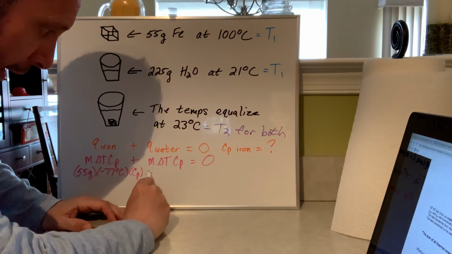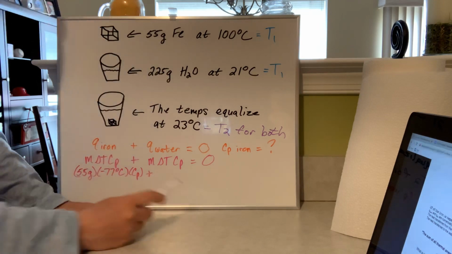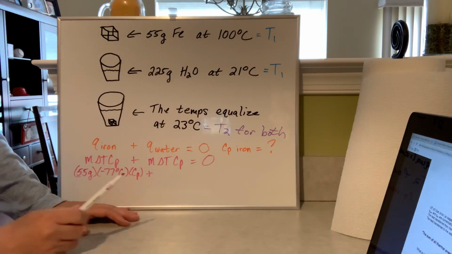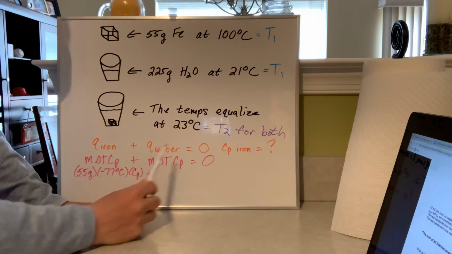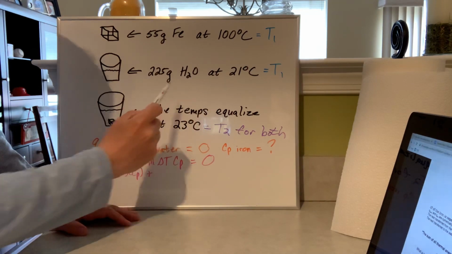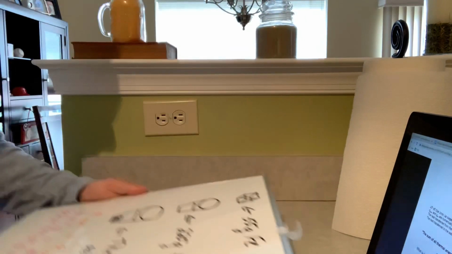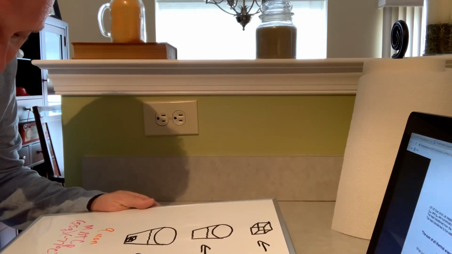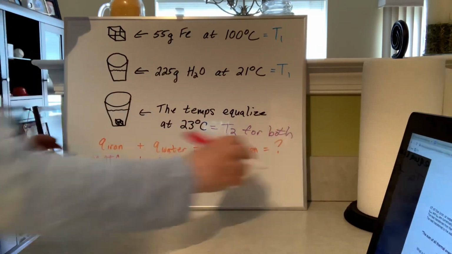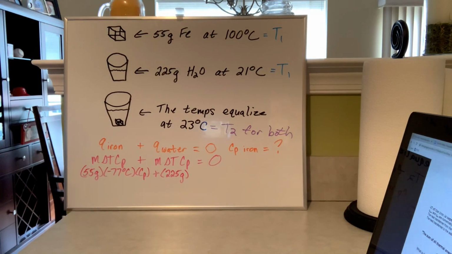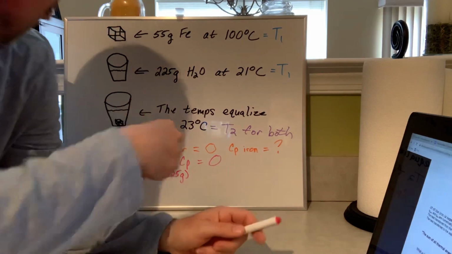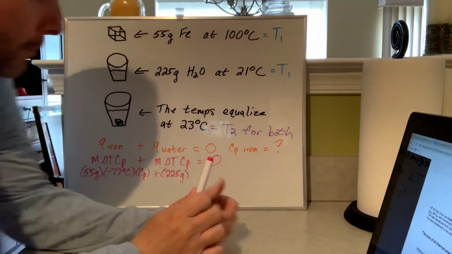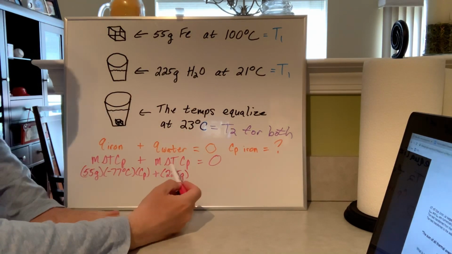Now we got to figure out what the Q value is for the water. All right, well, do we have the mass of the water? We do, 225 grams. Okay, let's plug that in. 225 grams. All right. God, I miss the Elmo projector because I could just point to it and you would see me writing it.